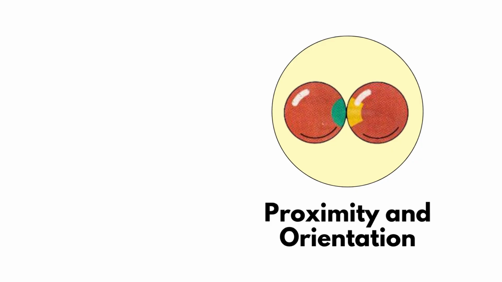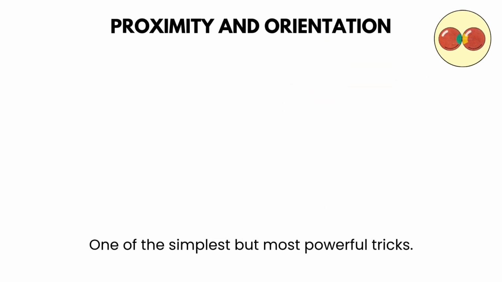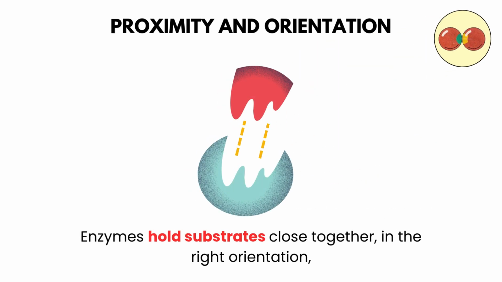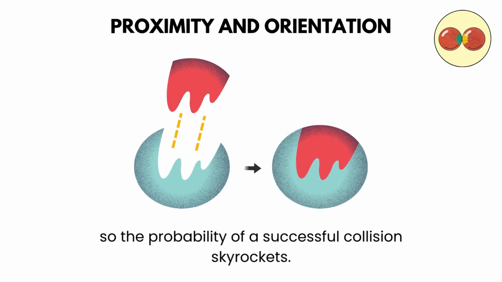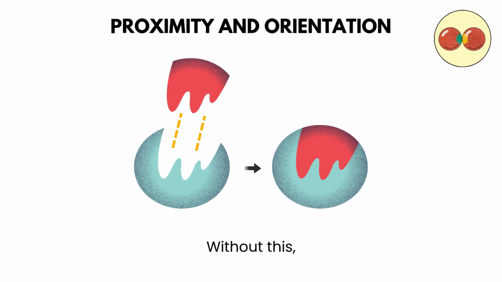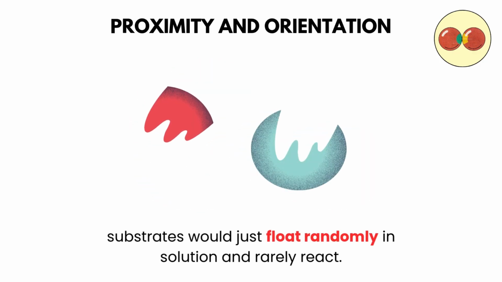Proximity and orientation. One of the simplest but most powerful tricks. Enzymes hold substrates close together in the right orientation, so the probability of a successful collision skyrockets. Without this, substrates would just float randomly in solution and rarely react.